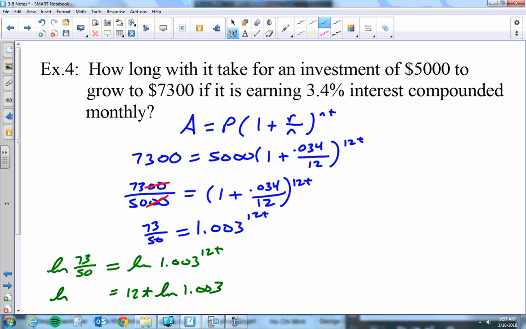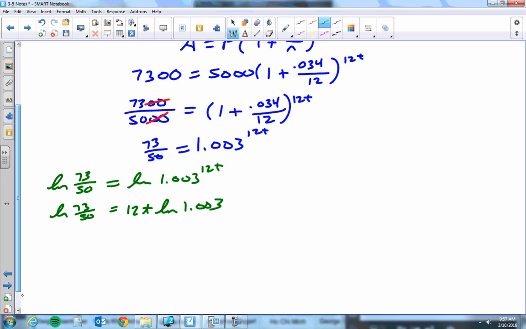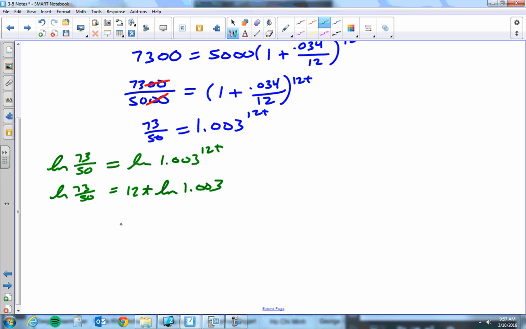Well, and then you're almost there. Your t has 12 multiplied onto it, and it has natural log of 1.003 multiplied onto it. So to get t by itself, divide by both of those. So you get the left side divided by the 12, and divided by that. And we'll type that in a second.